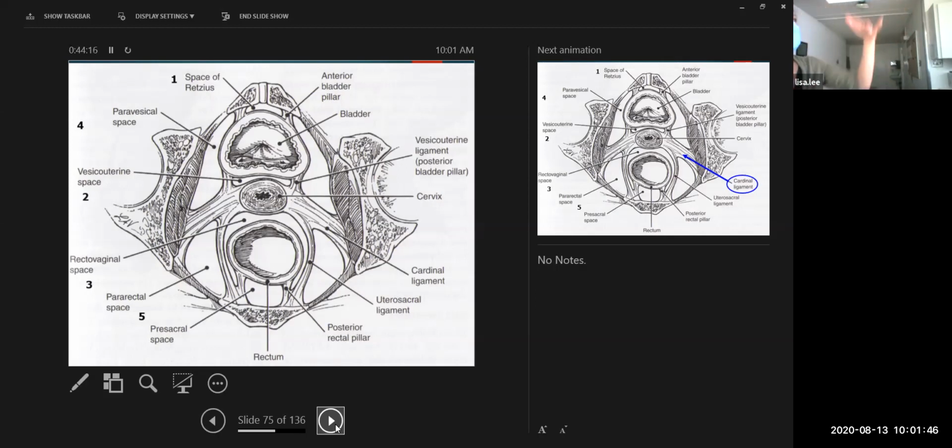Behind the bladder, between the bladder and the uterus, cervix, and vagina, is your vesicouterine space. The bladder is anterior to that, then the uterus and cervix. That's where you get into that nice filmy stuff.